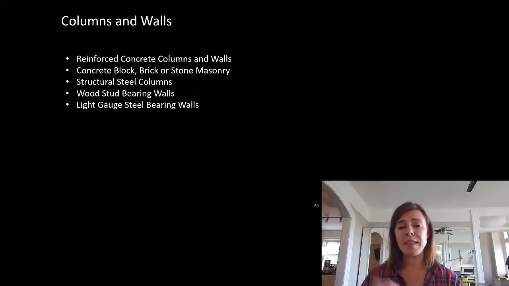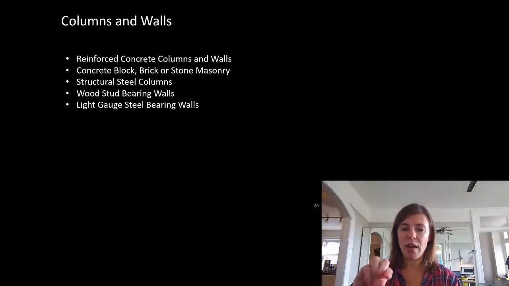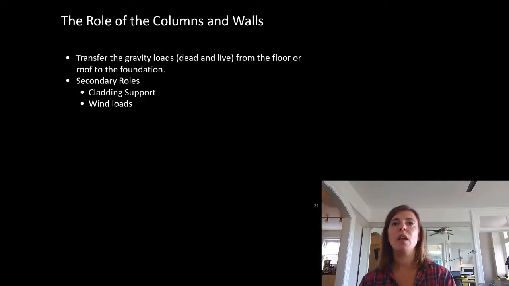We can build that same stud bearing wall out of light gauge steel, which is the steel market's competition to wood construction, where they basically make little elements out of cold form steel that match the section properties, or the size dimension, the area of our wood elements. So instead of a 2x4, there might be a channel that matches the outside dimensions of the 2x4.